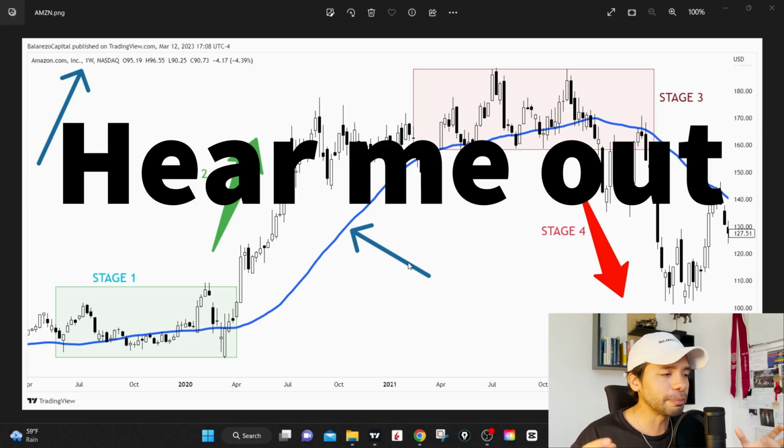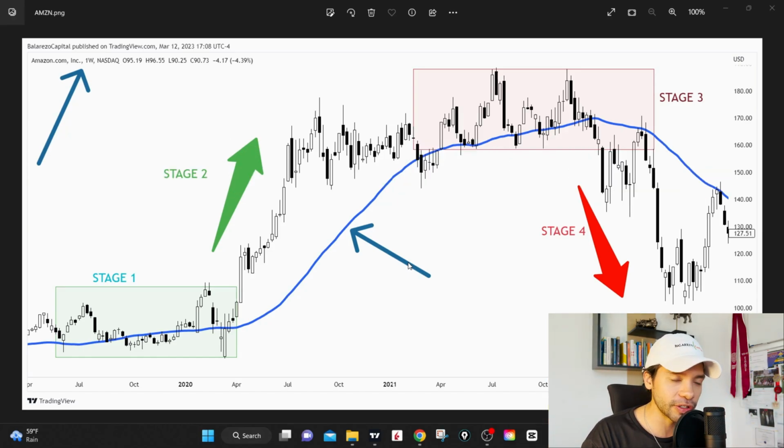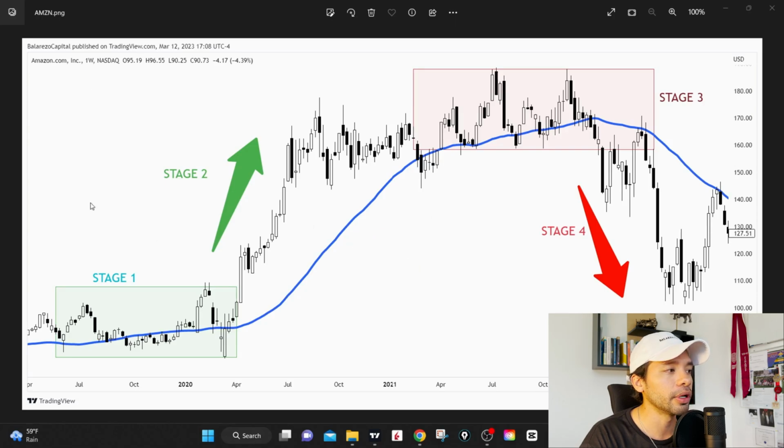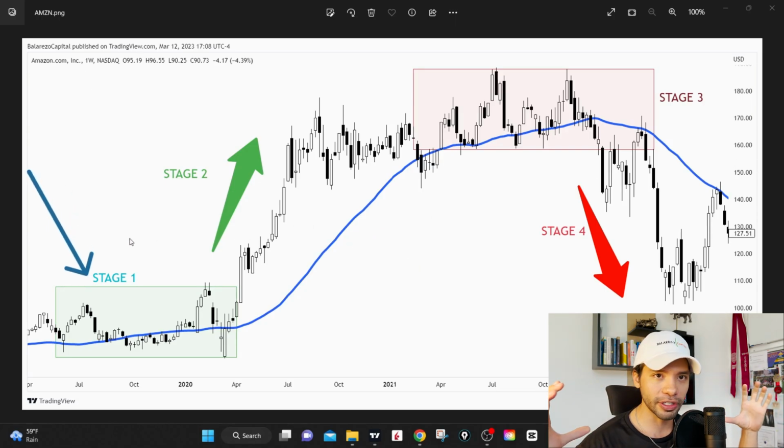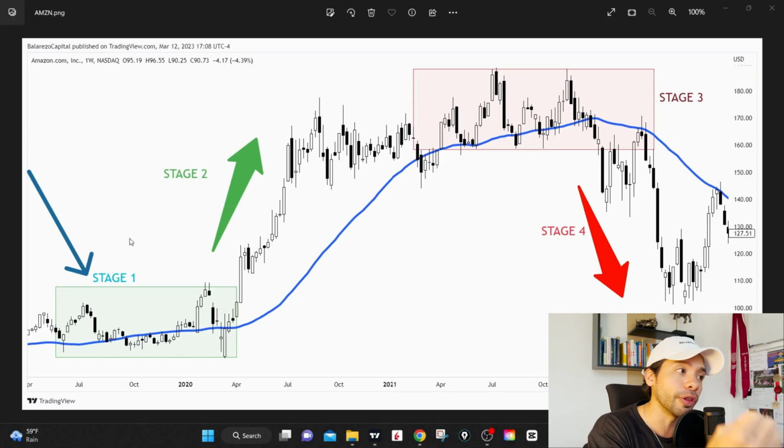So Stan, he talks about the market moving in stages. So as you can see right here, we have stage number 1, which is the accumulation stage. This is the moment where institutional investors, smart money, they start accumulating shares because they consider that the valuations are appropriate for their time frame. So they start accumulating those shares.